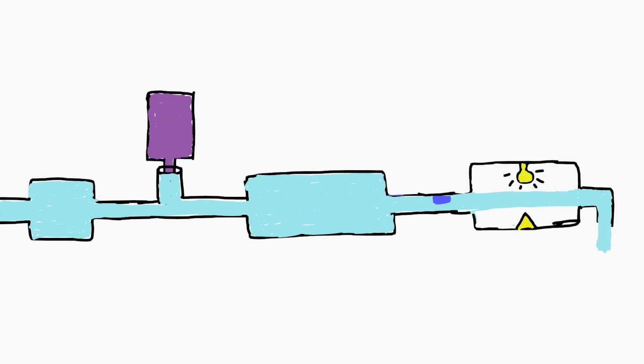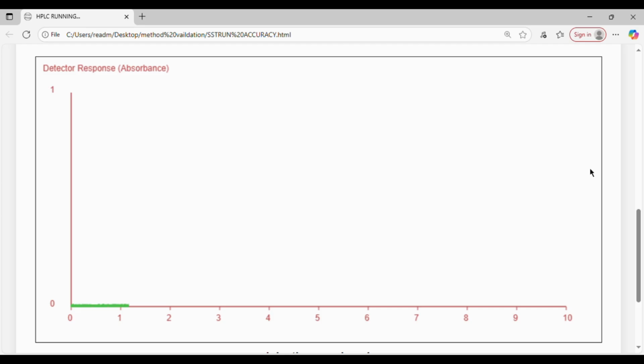Because of these different interactions, the compounds separate over time and exit the column at different retention times. These are recorded as peaks on a chromatogram, and that's how we identify and measure the compounds in a mixture.